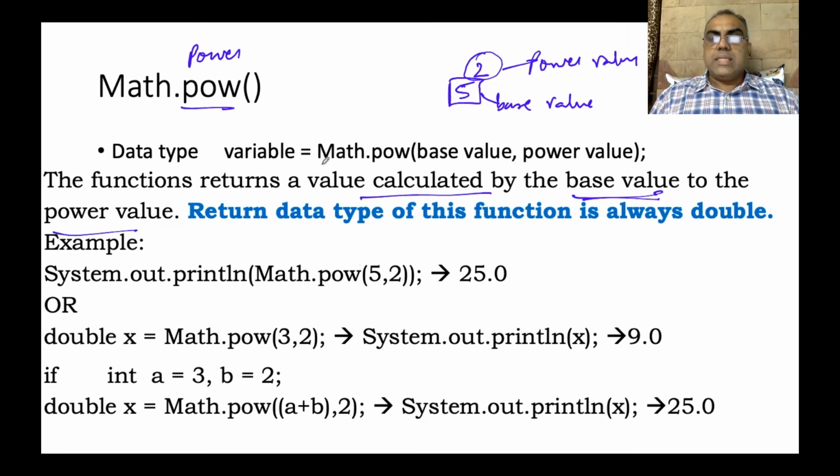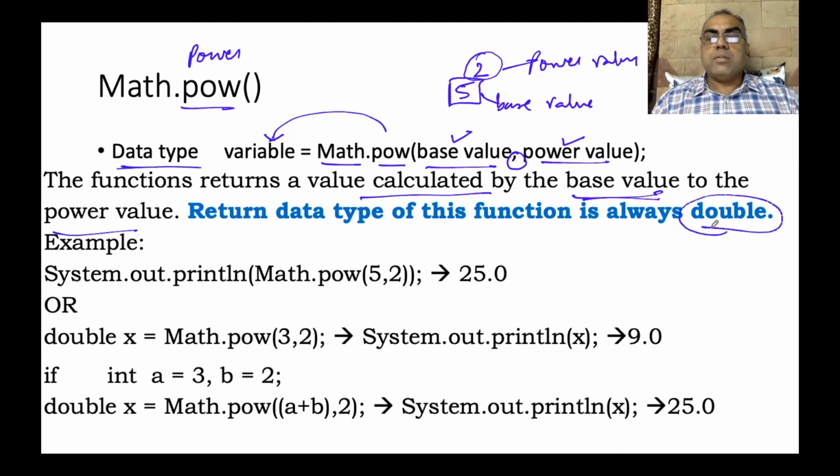So whatever is my base, I will raise to the power value which I am going to give in my syntax. So what is the syntax? It says Math.pow of base value comma power value. So your base value needs to be applied here, to the power you will apply here. The computer will calculate and return. When it returns, we will be able to store that value in a variable. You need to define a data type which is fixed as double. You can't write anything other than that.